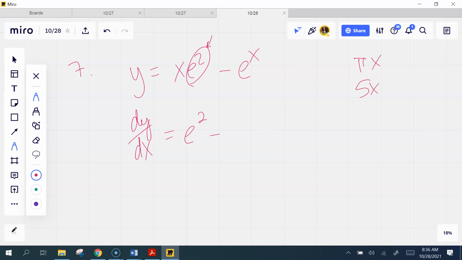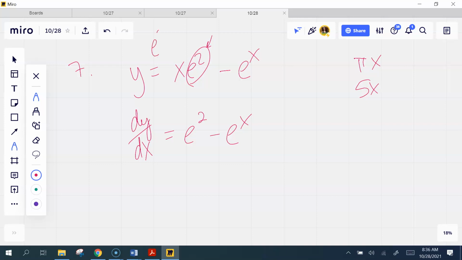Don't you gotta do the power rule? No. That's the constant, man. What's the derivative of e to the x? It's e to the x. That's your derivative. What happens to that other x?